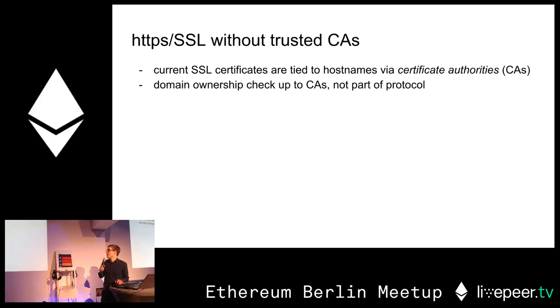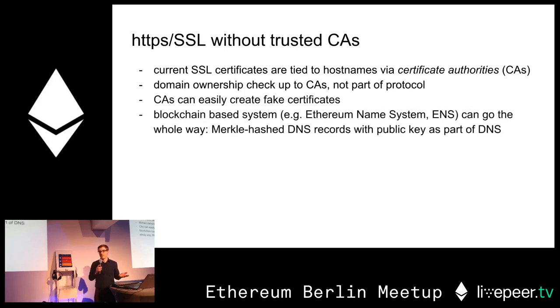Another problem is that domain ownership itself is not part of the system. Such a CA can issue a certificate, and they are obliged to check that you're the legitimate owner of that domain, but this is not part of the protocol. So if they don't do it, someone might notice at some point, but they can just skip checking that. Also, the thoroughness with which this check is done depends dramatically on the specific certificate authority. Now, everyone can easily create fake certificates on a technical level.